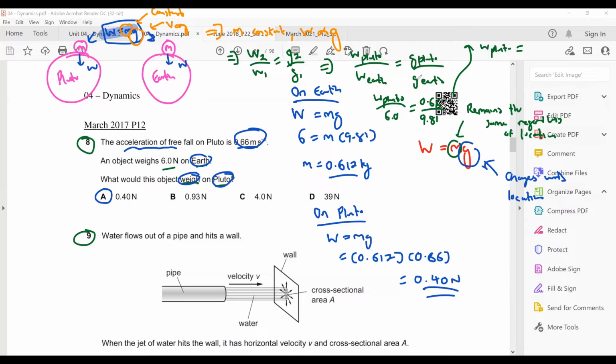Okay, 0.66 divided by 9.81 times 6. You again will get 0.40 Newton. So this is actually another different method of doing this. This one is the ratio method. Just be aware of this method for now. When you go towards deformation of solids, two or three chapters from now, you will use this a lot. So that one is okay.